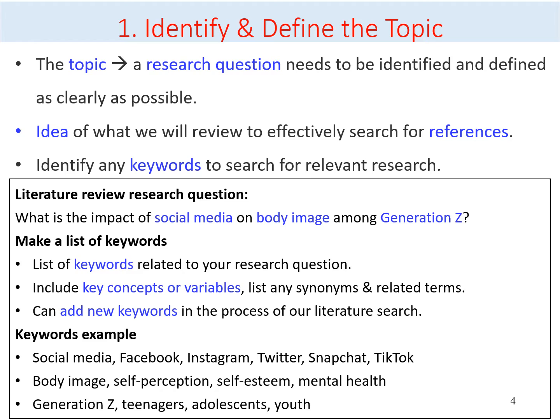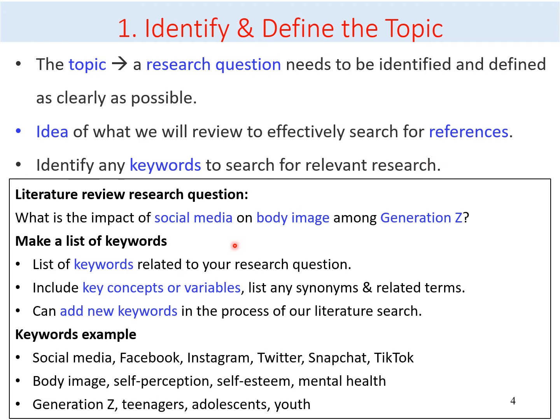Let us start from step 1. Step 1 is identify and define the topic. The topic, or the research question, or the main objective of the study, needs to be identified and defined as clearly as possible. We need an idea of what we will review to effectively search for references. And we have to identify any keywords to search for, relevant or related searches. In general, we have to know what we are searching for. We have to know what we are going to find out first.